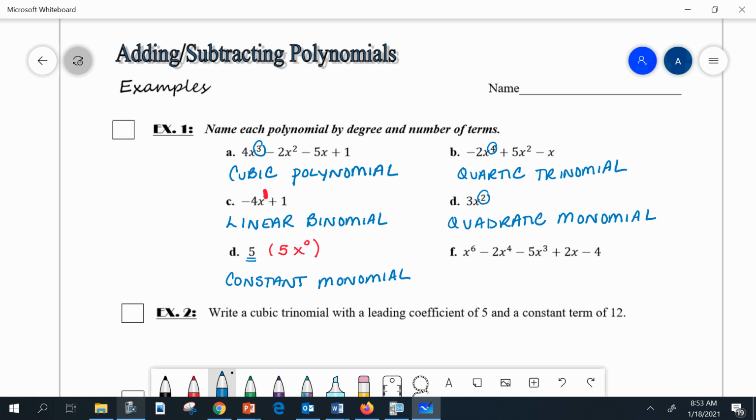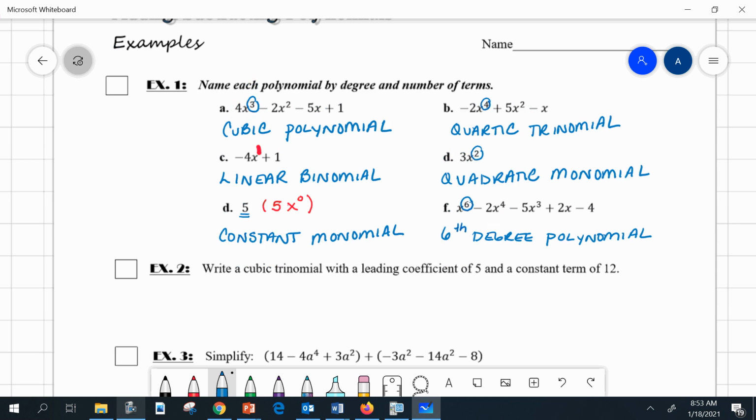So the last one, we've got a degree of 6, which doesn't get a special name. Okay, so we would just call this a 6th degree. And again, how many terms do we have? 1, 2, 3, 4, 5. And so we would just classify this as being a 6th degree polynomial. Okay, so hopefully that helps a little bit with some of the vocab.